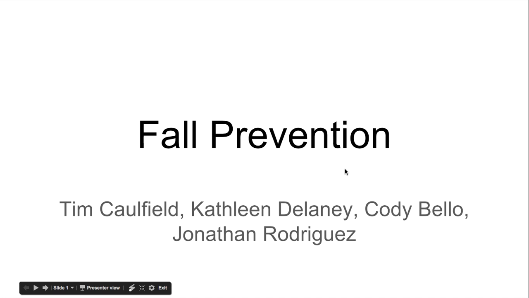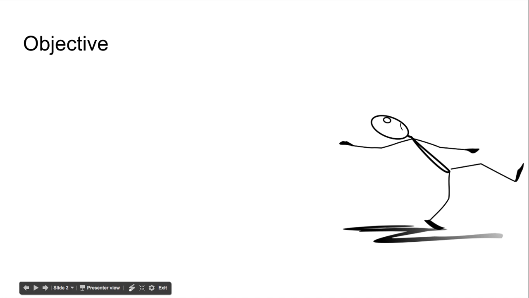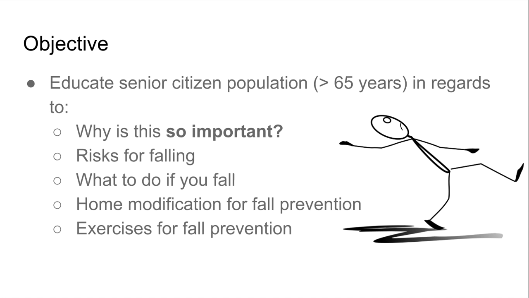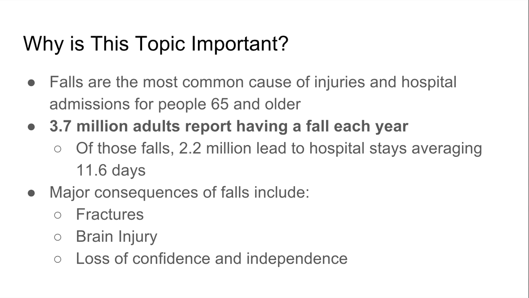All right, today we're going to teach you about fall prevention. Some objectives of this presentation are to educate the senior citizen population, specifically those over 65, in regards to why this is so important, the risks of falling, what to do if you fall, home modification for fall prevention, and exercises for fall prevention. Why is this topic important?